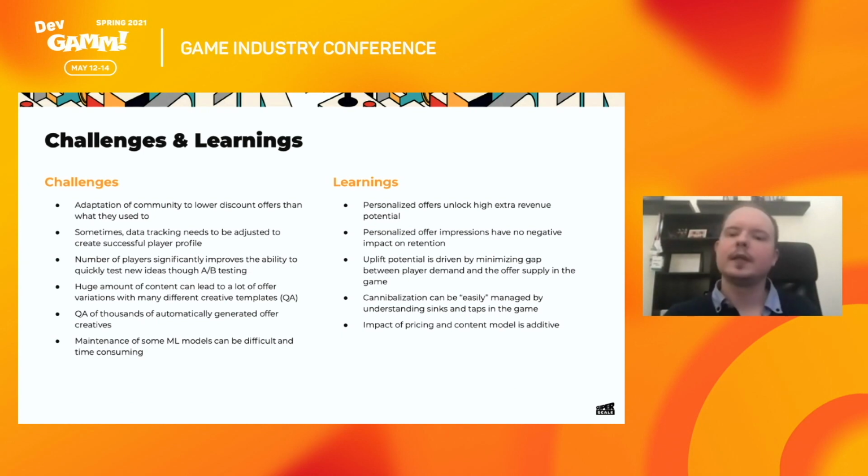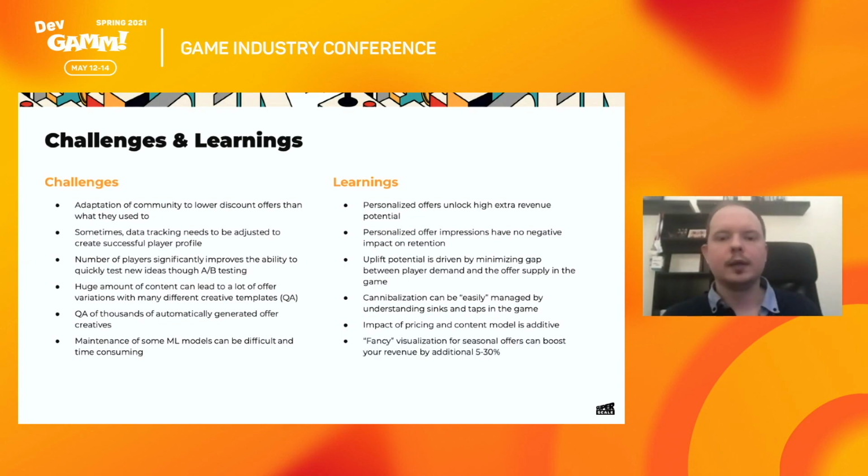And the impact of pricing and content, this is something that is really additive. If we create a model for pricing and a model for content, it's just way better together than just one or the other. And pricing in general has the highest uplift possible. So starting with the pricing, then going to the content, I would suggest.